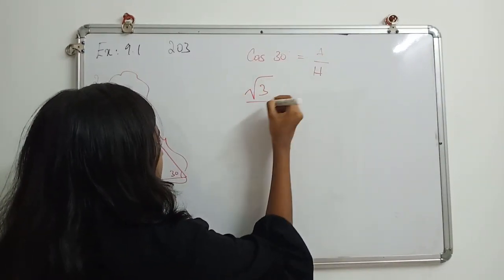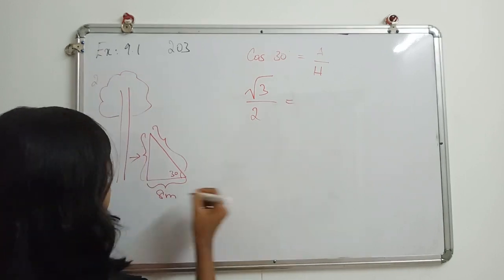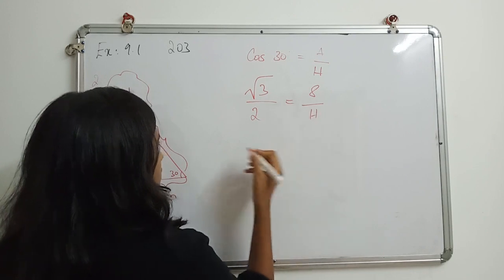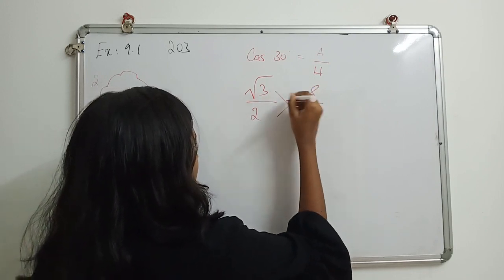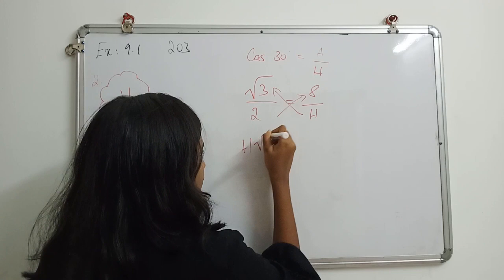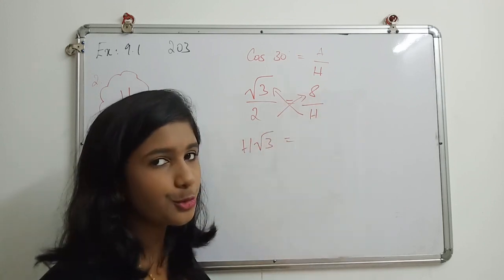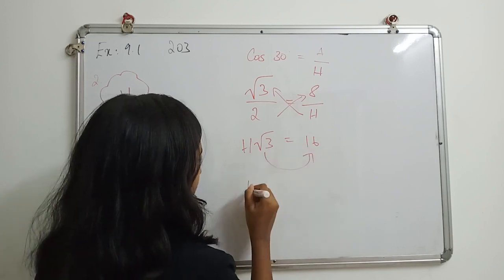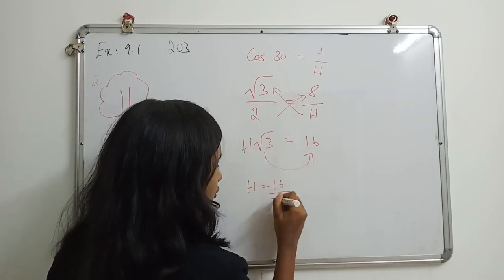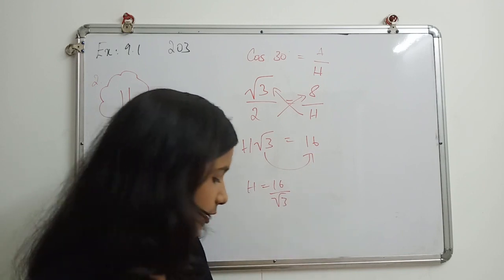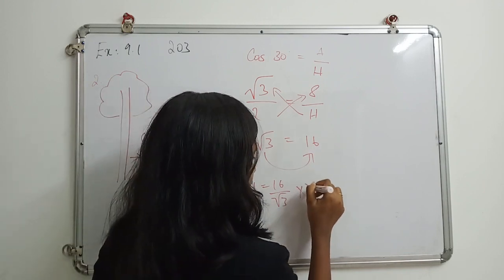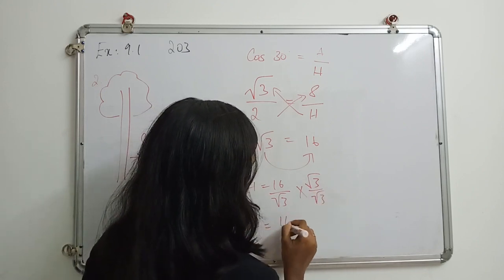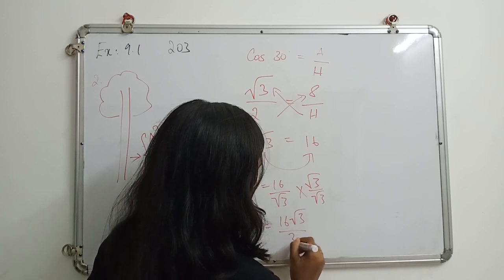So root 3 by 2 is equal to adjacent, which is 8, by hypotenuse. So cross multiplying it, we get hypotenuse root 3 is equal to 8 into 2 is 16. Now we can bring this here. H is equal to 16 by root 3. We have to rationalize it. So we multiply root 3 by root 3 with 16 by root 3. So we get H is equal to 16 root 3 by 3.